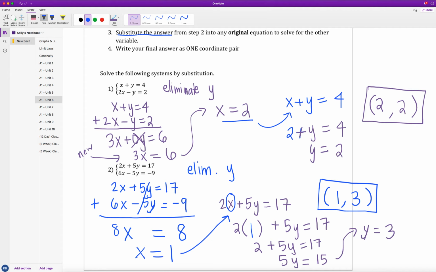So in both our first two examples, it worked out nicely that the problem was already set up so that I had a variable that I could eliminate by immediately adding the two equations together.